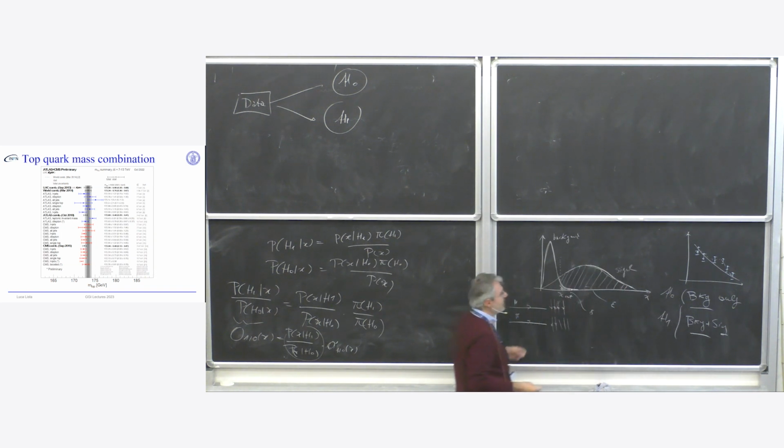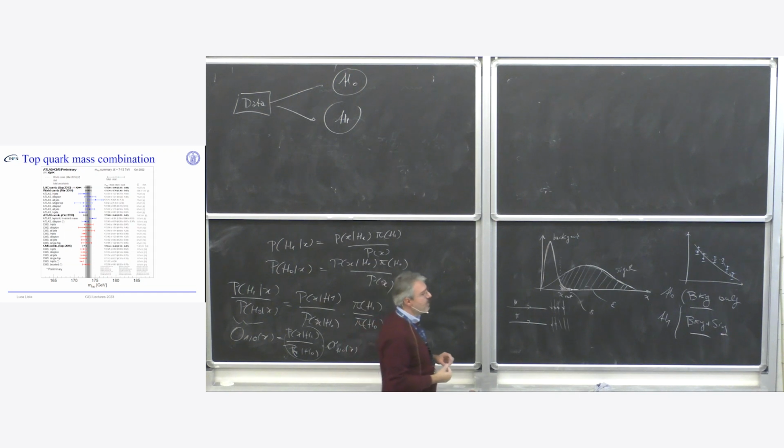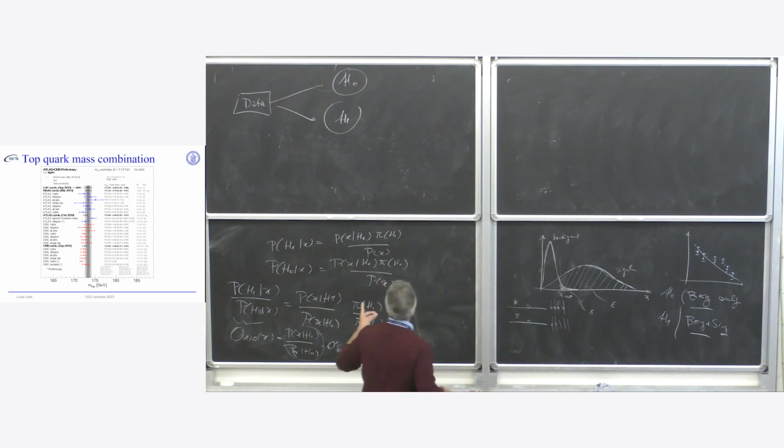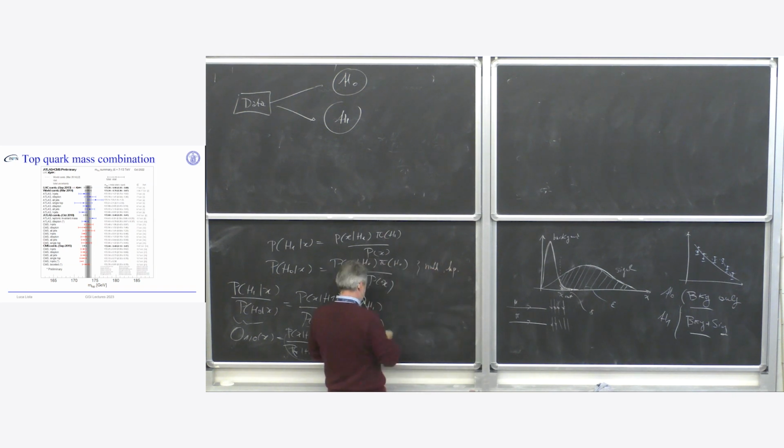So in physics, we talk about signal and background. In statistics, statisticians mainly prefer to talk about the null hypothesis. So H0 is called the null hypothesis, and H1 is called the alternative hypothesis.